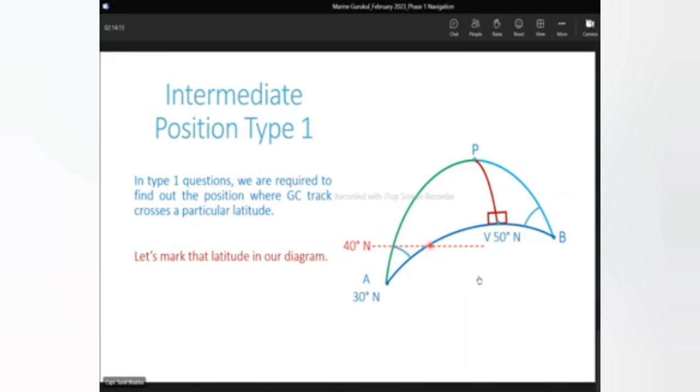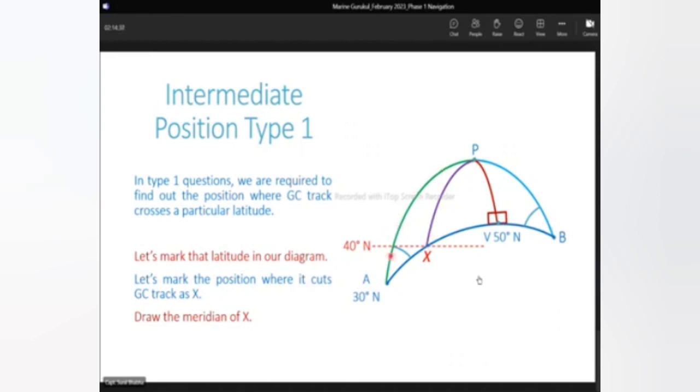So this is the position which we need to obtain. So let's mark off this position where the great circle track cuts the 40 degree north parallel and mark this position as X. And now let's join Papa X-ray. Papa X-ray basically denotes the meridian of position X.